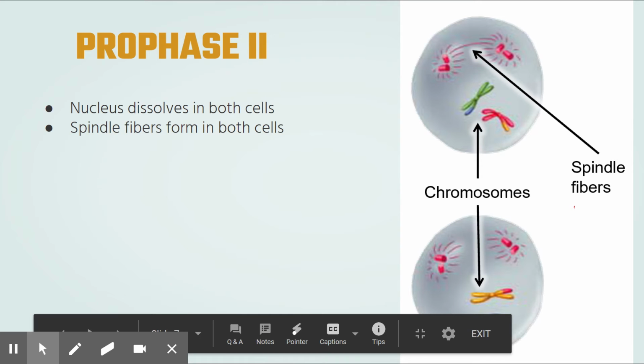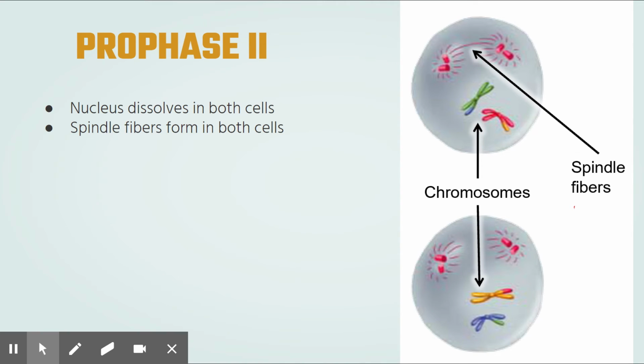Meiosis 2 begins with prophase 2. The order of the steps stays the same. During prophase 2, the nucleus once again dissolves in both cells. The chromosomes are then left free-floating in the cytoplasm of the cell. Also during prophase 2, spindle fibers begin to form in both cells.